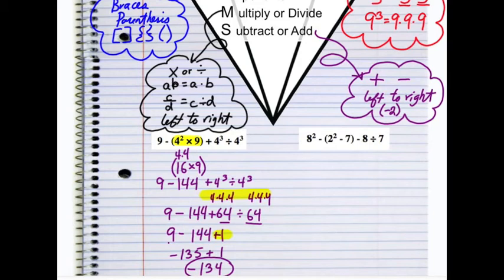So, for example, when I first solved this problem, I looked at the parentheses, then I looked at the exponents, then I looked at the division. Now I'm looking at the subtraction and the addition, and I made sure that all the steps that I followed were in the correct order.